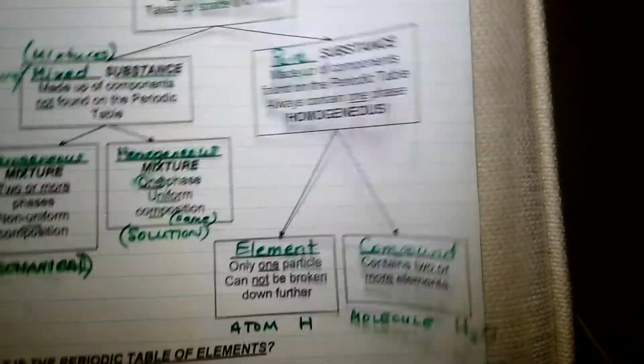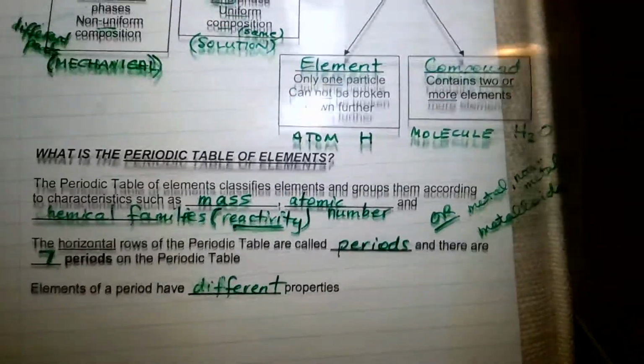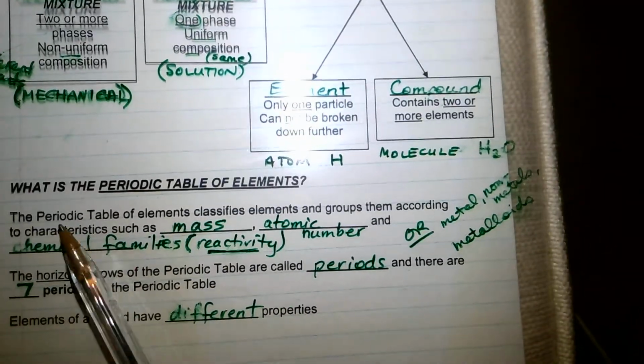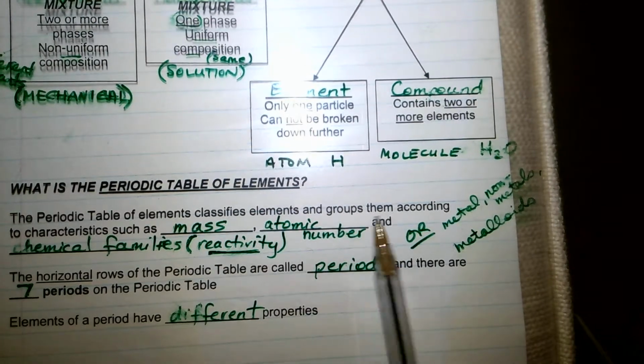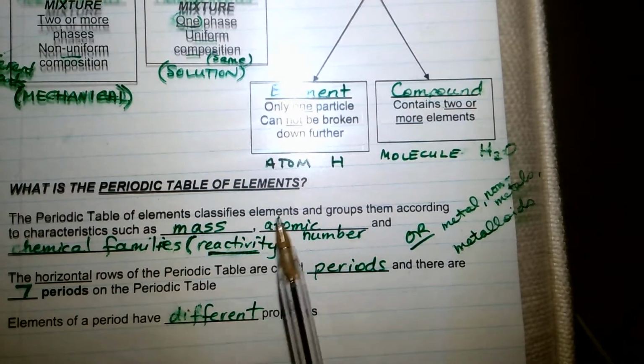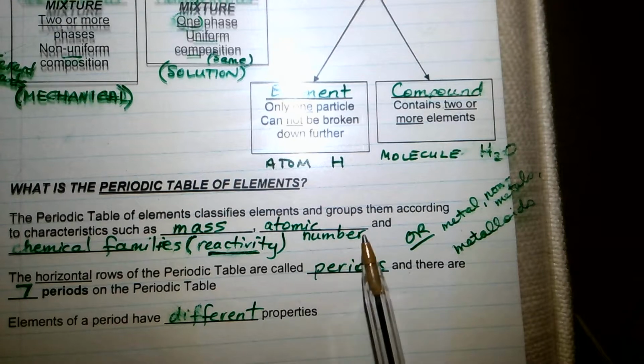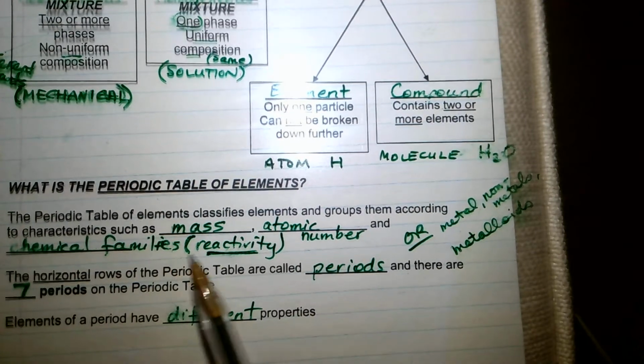Okay, so let's keep going here. So what is the periodic table of elements? Okay, well, the periodic table of elements classifies elements and groups them according to characteristics such as mass, atomic number, and your chemical families. Okay, and that's reactivity.